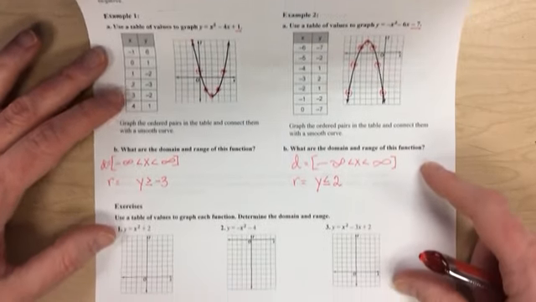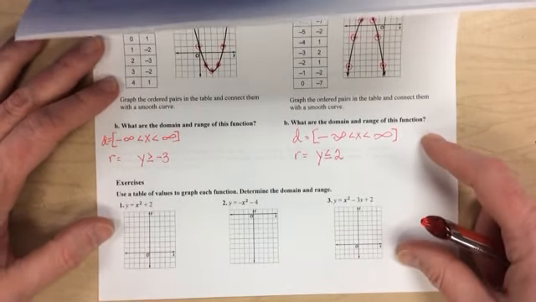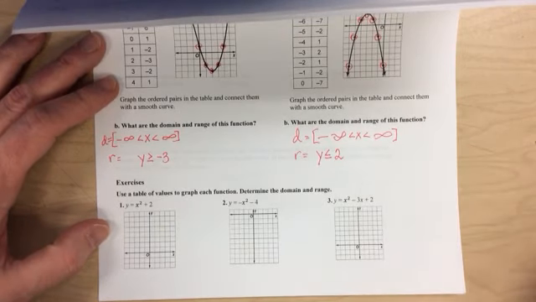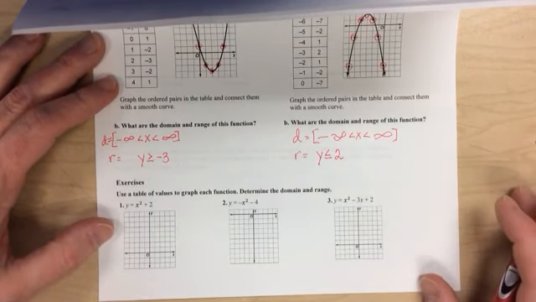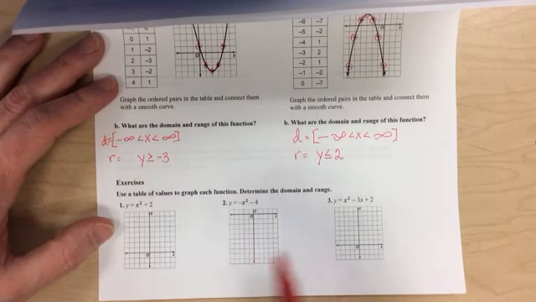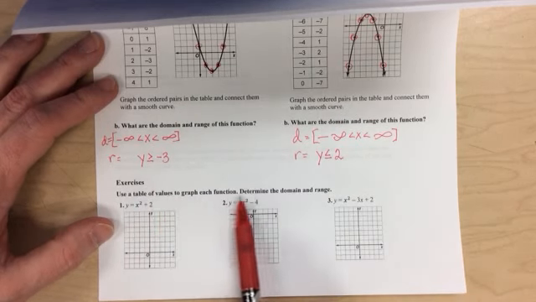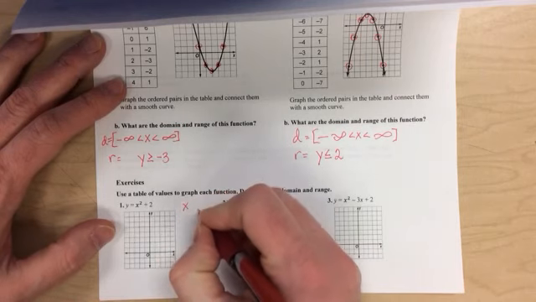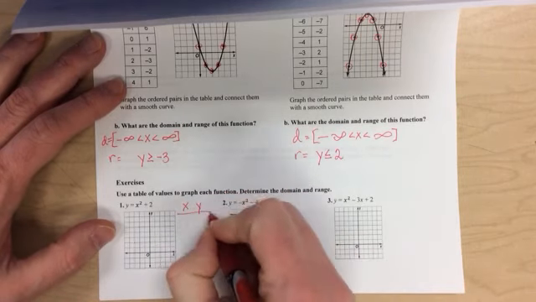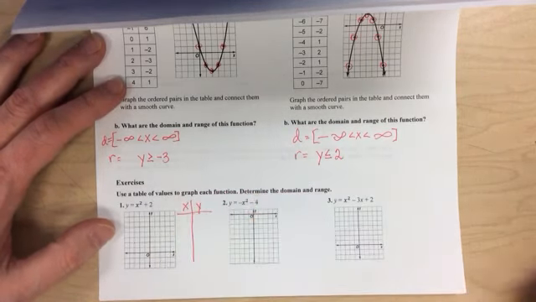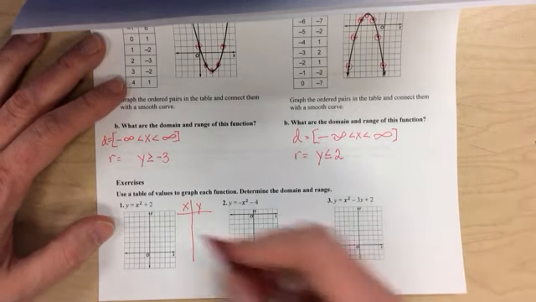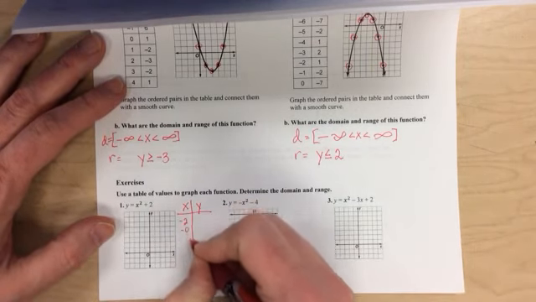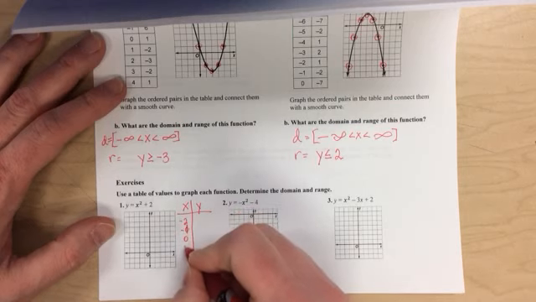So now let's look at a couple of examples down here. I'm going to do one of them together with you, and then I'm going to let you do one on your own. So y equals x squared plus 2. Use a table of values to graph each function, determine the domain and range. So I'm going to create my table of values with x and y. And typically we would start with -2, -1, 0, 1, and 2.